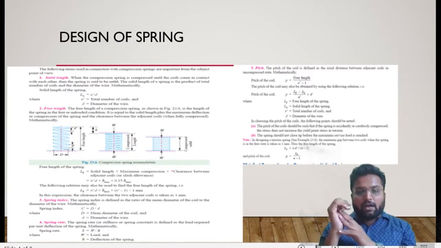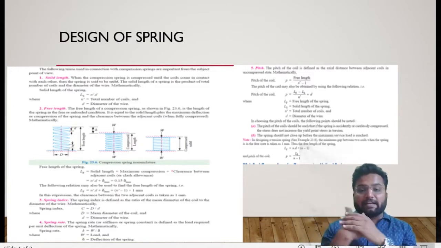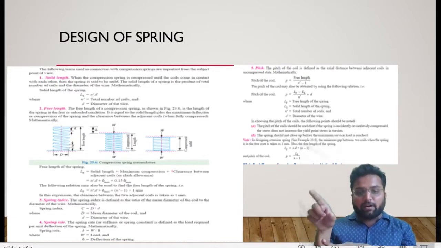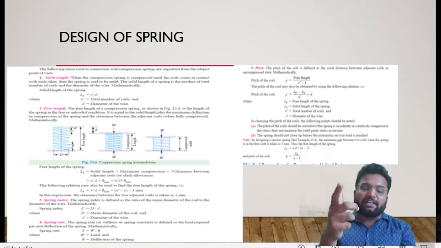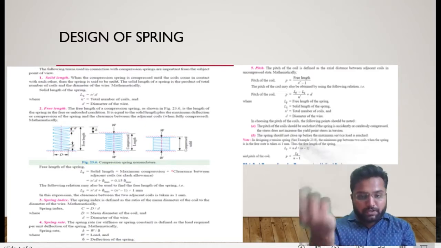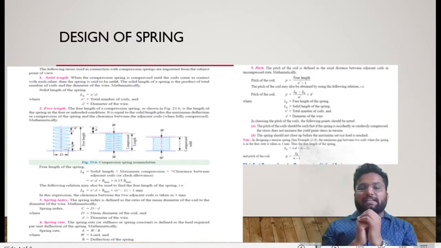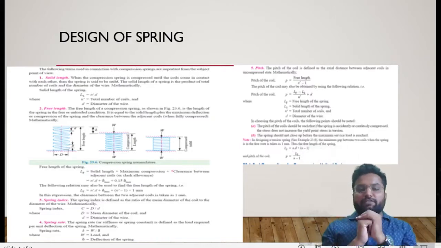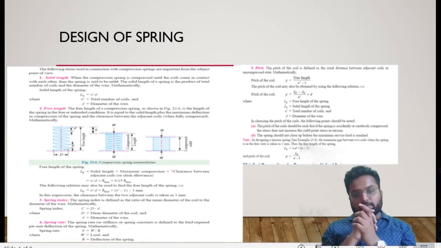There could be a different equation also, where you can replace that 0.15 of delta maximum by (n minus 1), where n is the number of turns. So you can use either of these equations to find free length, but we will use the first equation for our examples. Clear?